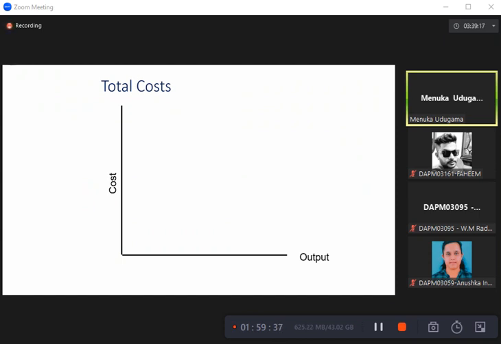Right. So how will the cost function look? Now, how do you think it would look? So we will see that as output increases, the total cost function increases. The total variable cost, actually, variable cost increases. What about the fixed cost?